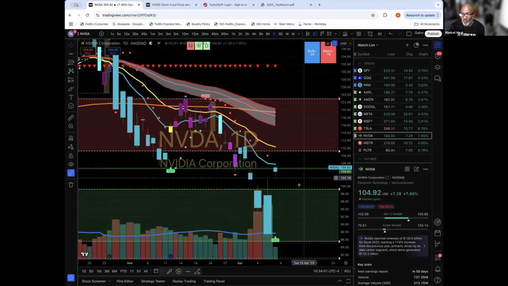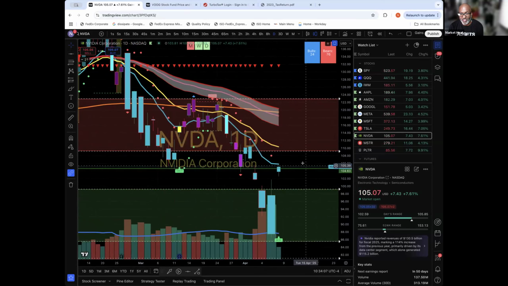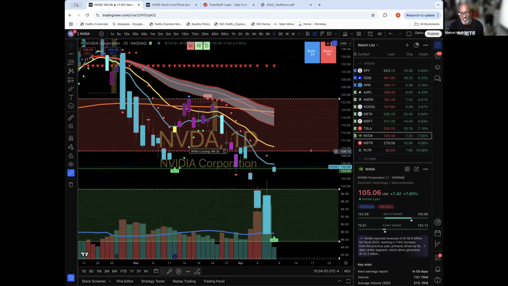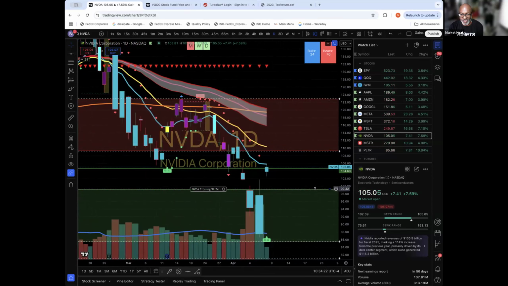So which way is NVIDIA trending right now? It is trending upward. Right now it is fighting to hit this level right here, 109.20. Now, for whatever reason, if NVIDIA rejects 109.20, it is going to fight to get to 99.24.